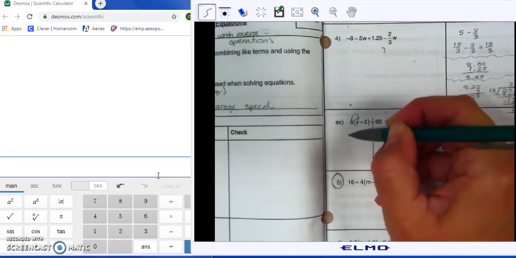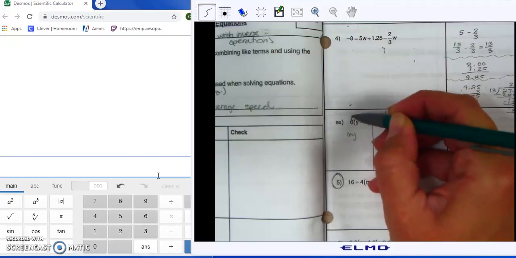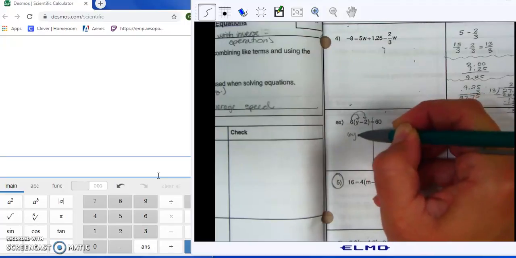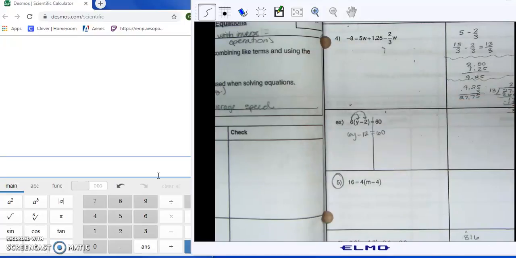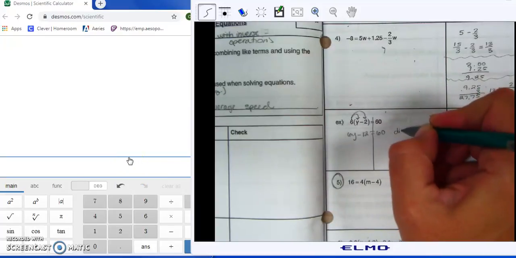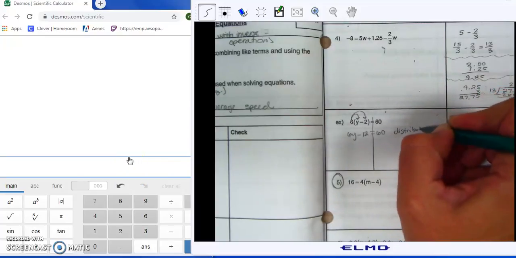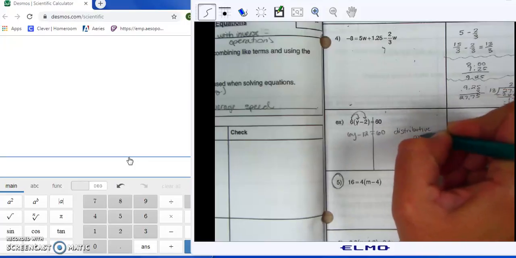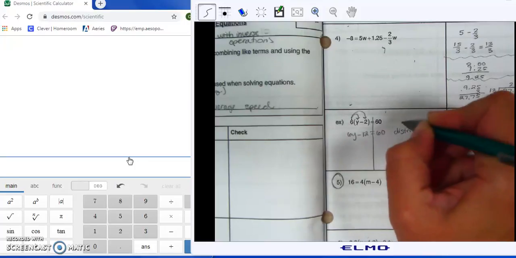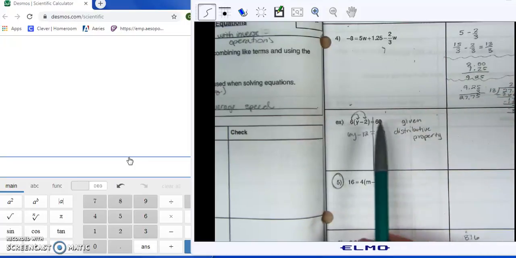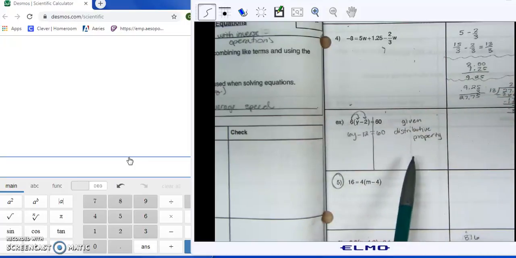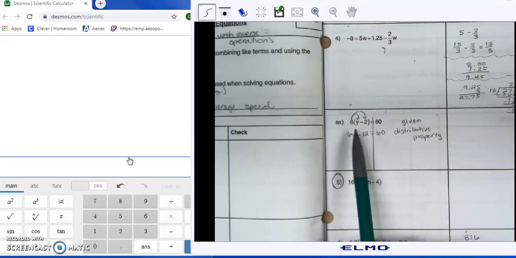So 6 times y is 6y. 6 times -2 is -12 equals 60. That part hasn't changed yet. So the way that I got there was by using the distributive property. And we don't write the words "of equality" because it's not like we're distributing on both sides. We only write "of equality" if you distribute on both sides. But we just distribute the 6 to the group it was right next to.